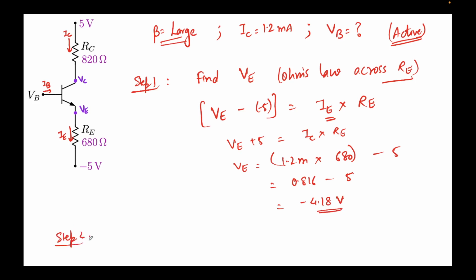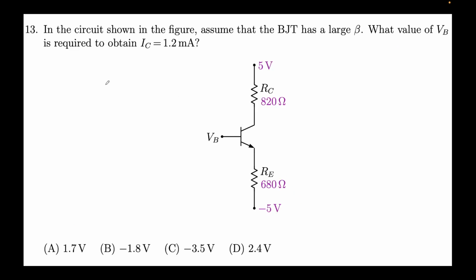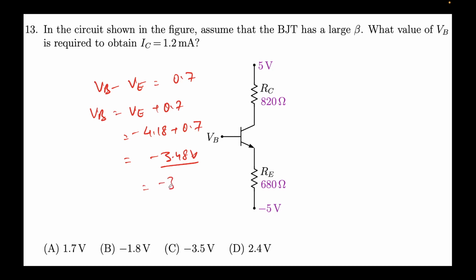Now step 2, we know VBE equal to 0.7 volts. Why? Forward active mode. That's what we had talked about. So I can write VB minus VE equal to 0.7. I'll put the value of VE in this. So VB will be VE plus 0.7, which is minus 4.18 plus 0.7. This will come out to be minus 3.48 volts, rounding it off, minus 3.5 volts, which is our option C over here.